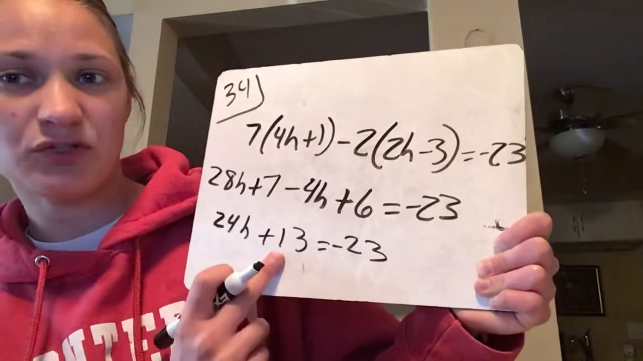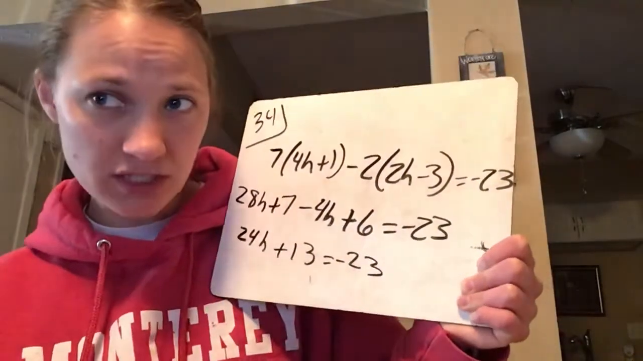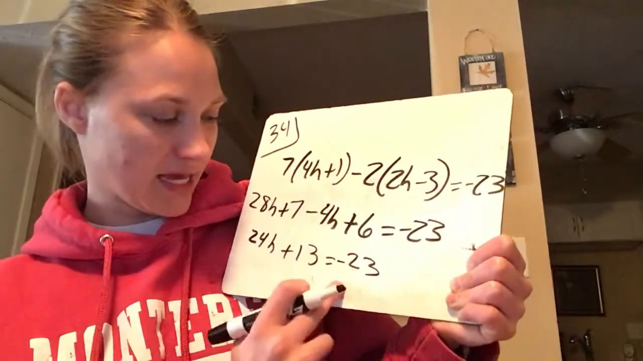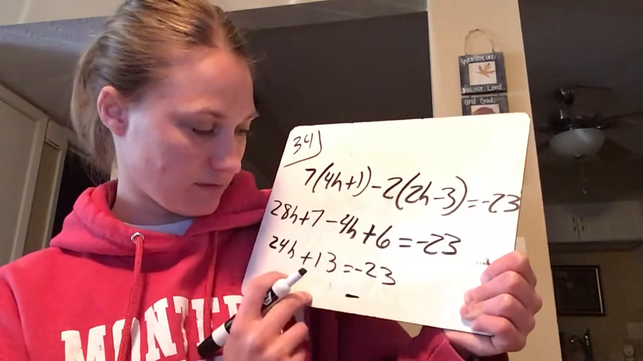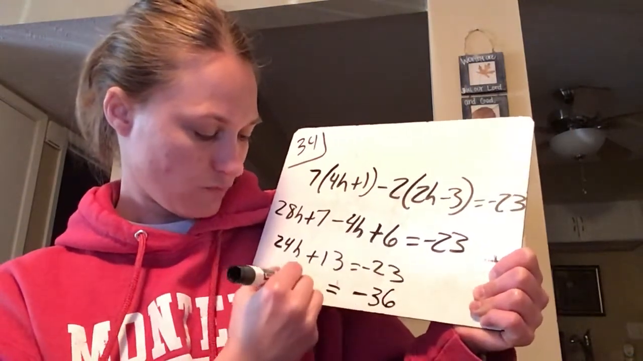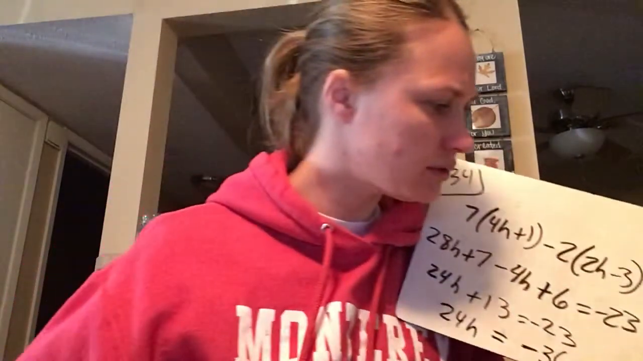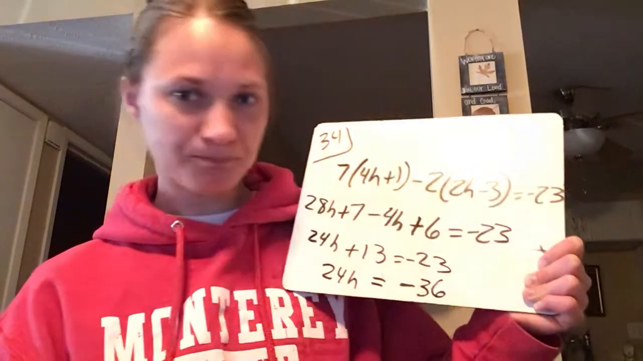Okay, so minus 13. Negative minus 13. I'm going to go further in the negatives. So it's kind of like I'm adding 13 to 23. And if I do it correctly, I get a negative 36 equals 24h. What's the correct answer? Yeah, it's a fraction. Okay.